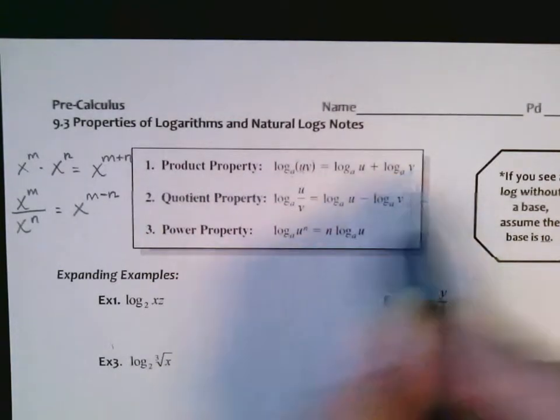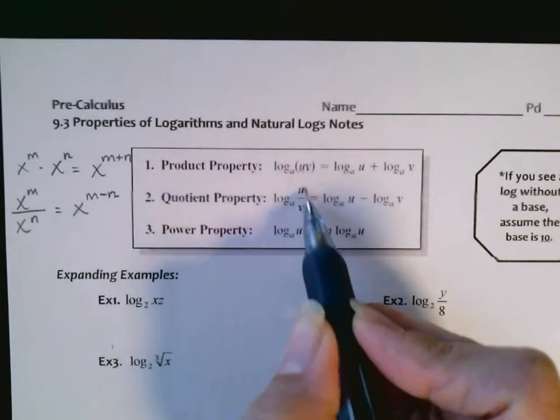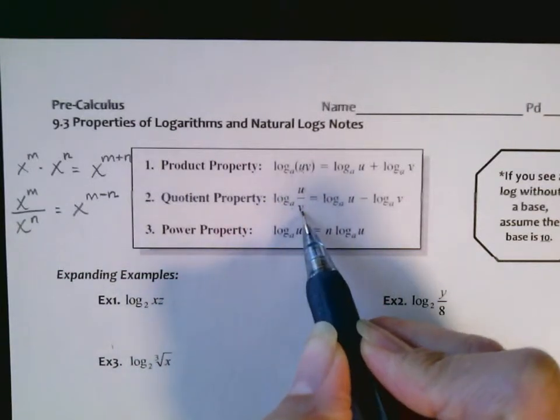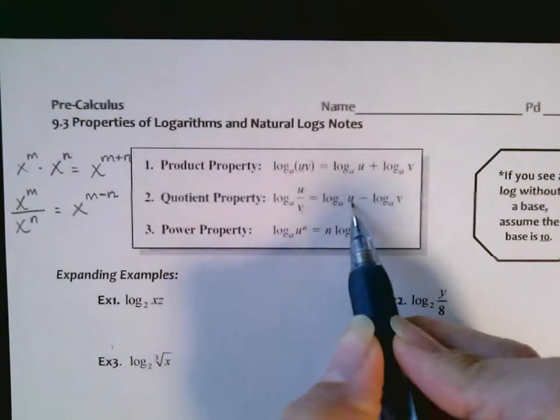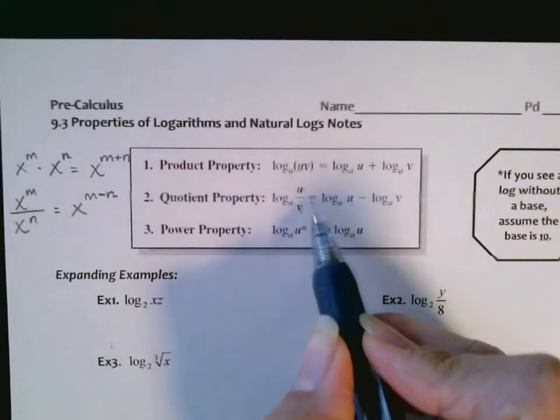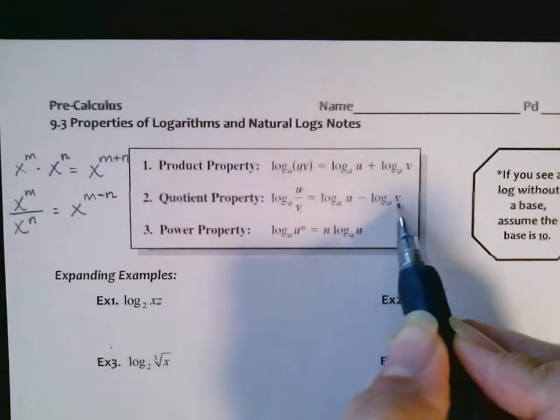Quotient is the same thing. Let's say you had log base a of two terms that are dividing. You can expand that logarithm. The first term will go first as the first mentioned log, minus, and then log base a of v, which is the denominator. So the numerator always comes before the denominator.